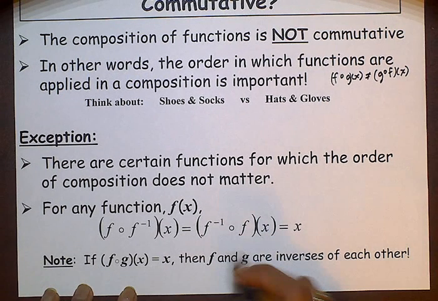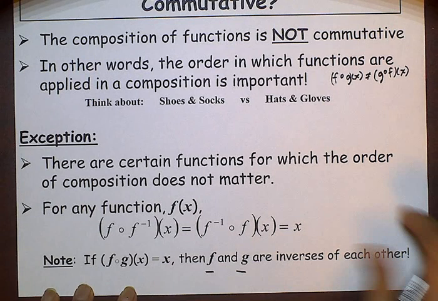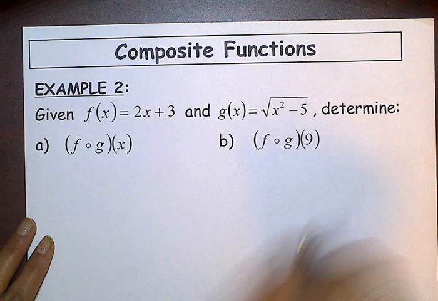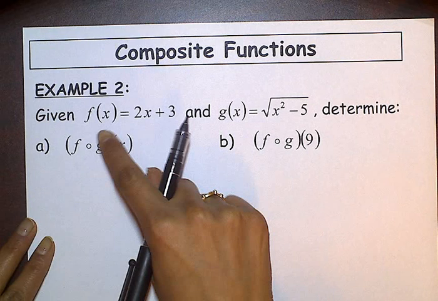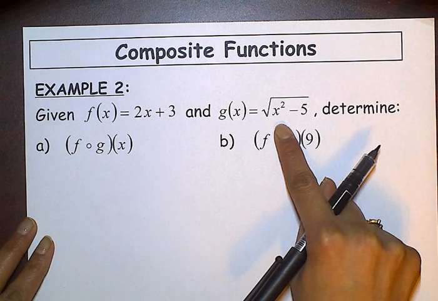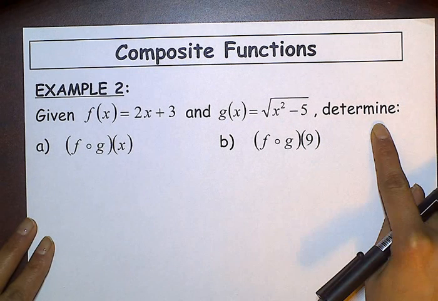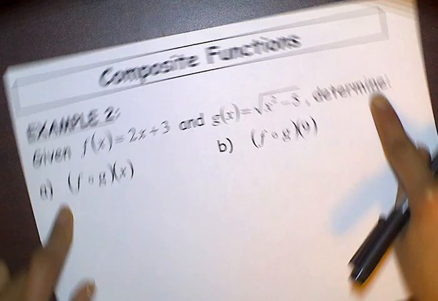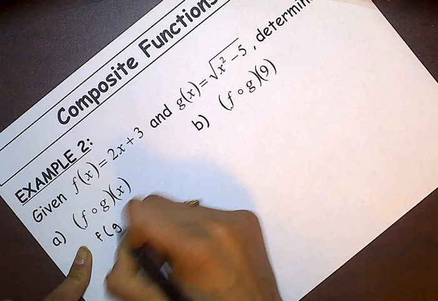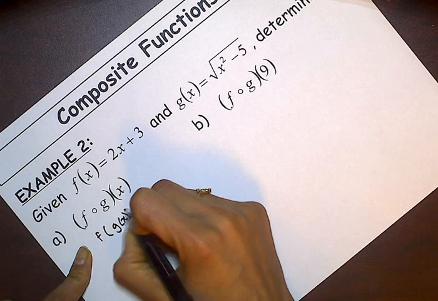Okay, and we are now going to do the last example just to wrap things up here. Here I'm given a different function, f of x is equal to 2x plus 3, and g of x is equal to the square root of x squared minus 5, and I have to determine f of g of x. Again, I'm going to replace this circle with a bracket, so f of g of x. G of x here is equal to the square root of x squared minus 5, so I'm just going to replace that with the square root of x squared minus 5.